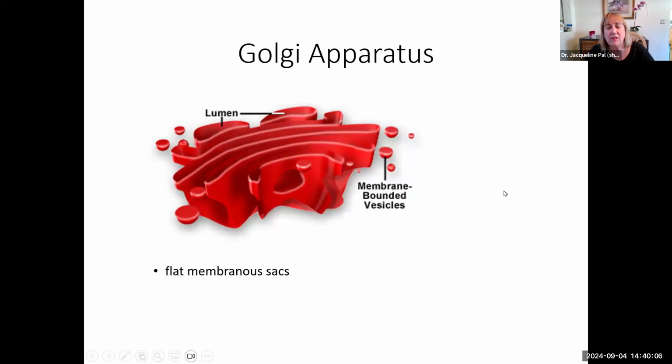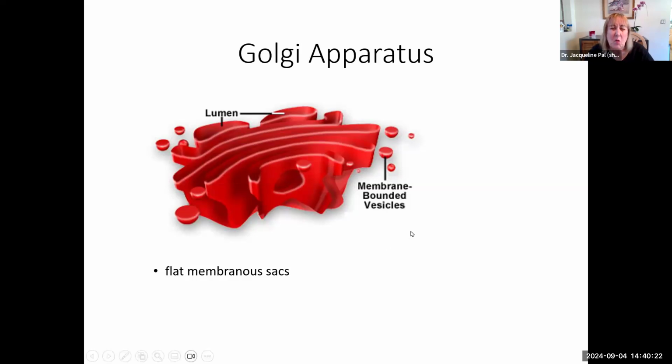Now that brings me to the Golgi apparatus. The Golgi apparatus is always described as flat membranous sacs. I like to describe it as a stack of pancakes, because that's what it looks like. Just a stack of pancakes. And here's what it does.